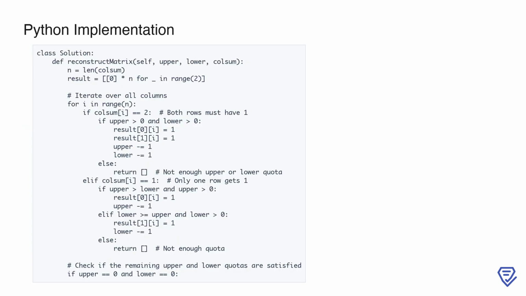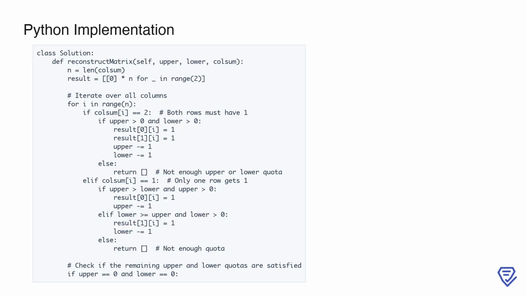Here, we define our solution class and the method reconstructMatrix, which takes three inputs: upper, lower, and colsum. The upper and lower values represent the maximum number of ones we can assign to the first and second rows, respectively, while colsum is a list indicating the sum of each column. We start by determining the length of colsum and initializing a 2D result matrix with zeros. This matrix will eventually hold our reconstructed binary matrix.